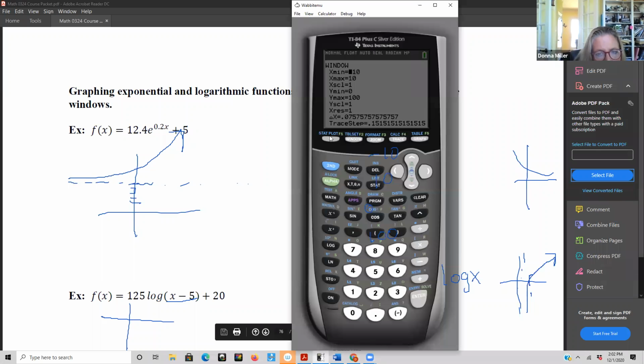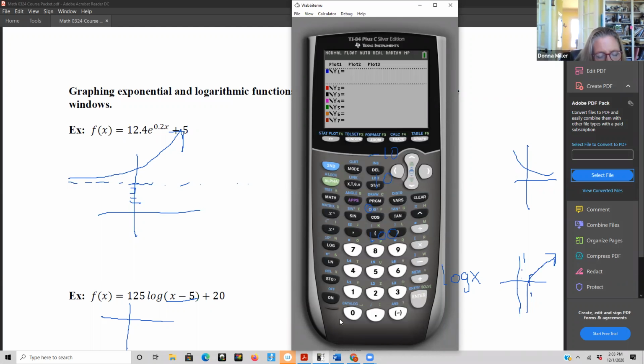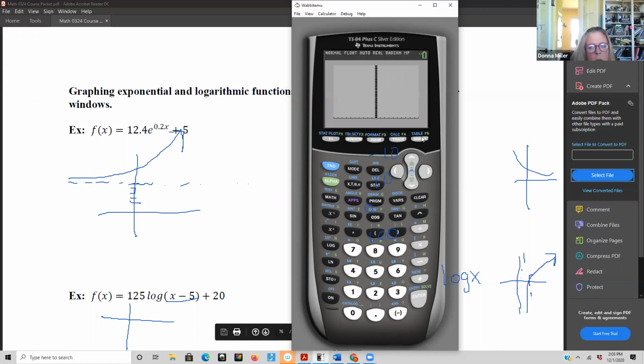So we go to y equals. I'm going to type that graph, so I'm going to clear it. And I'm going to do 125. That's a huge number. Log x minus 5 plus 20. I'm going to leave the window where it is just because there's some big numbers in there. Let's take a look at it.